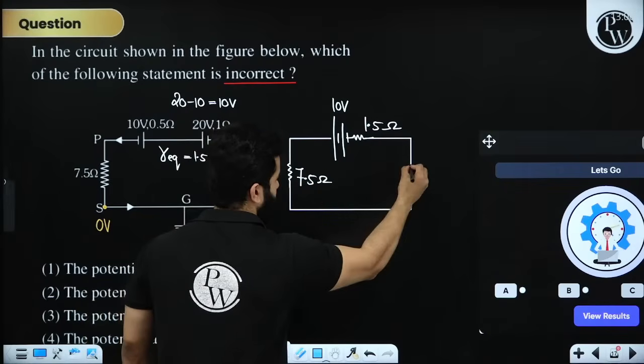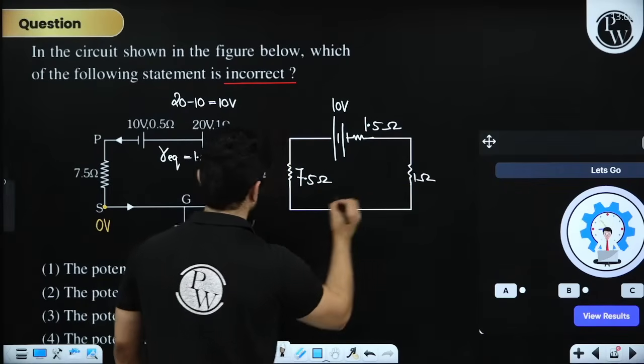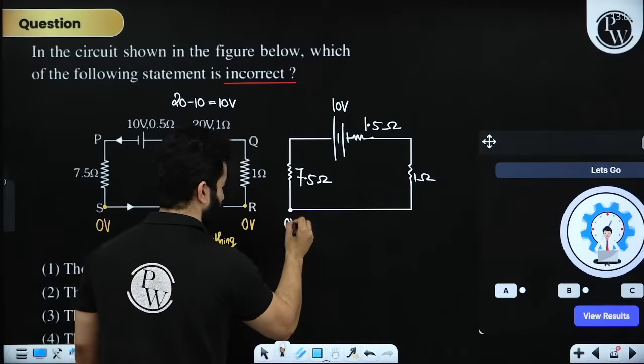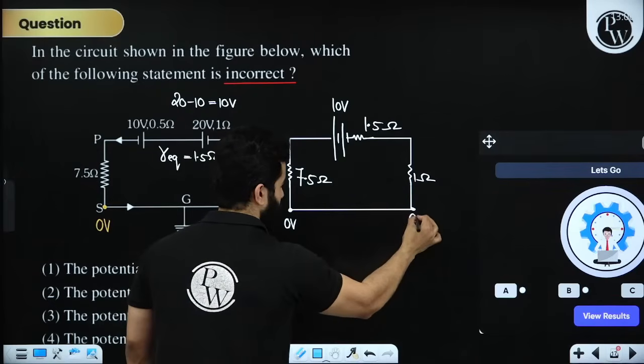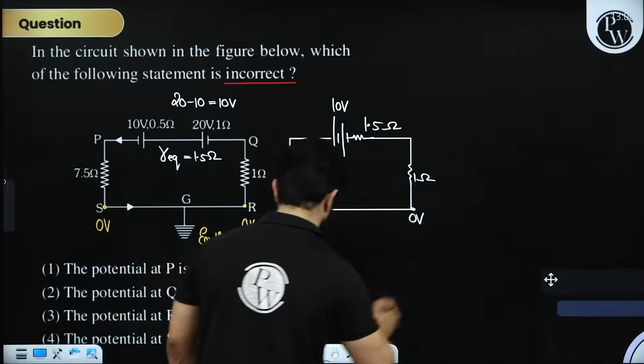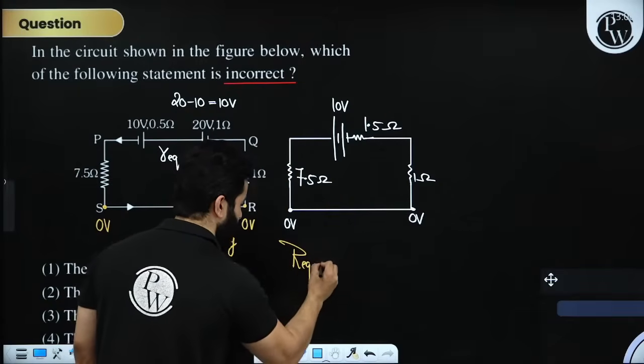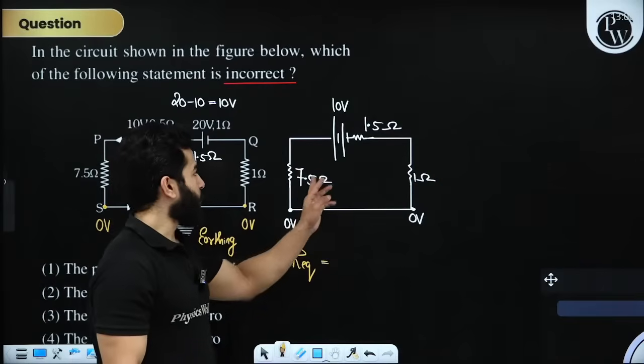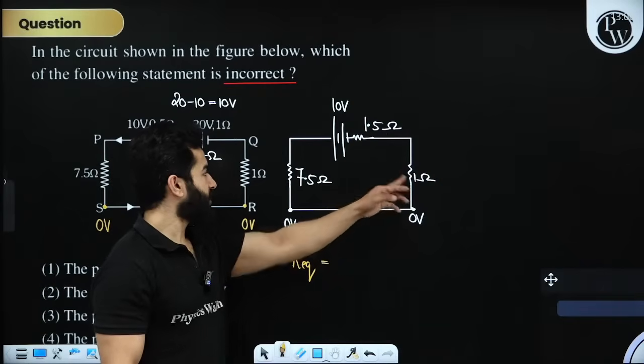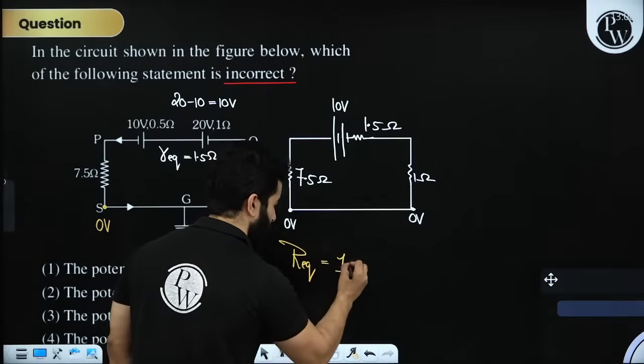This resistance is 1 ohm. And these points are at 0 volt. So the next step is to find out the R equivalent. R equivalent in this case is going to be, dosto, 7 plus 1 is 8, this is 9, that is 10. So this is going to be 10 ohm.